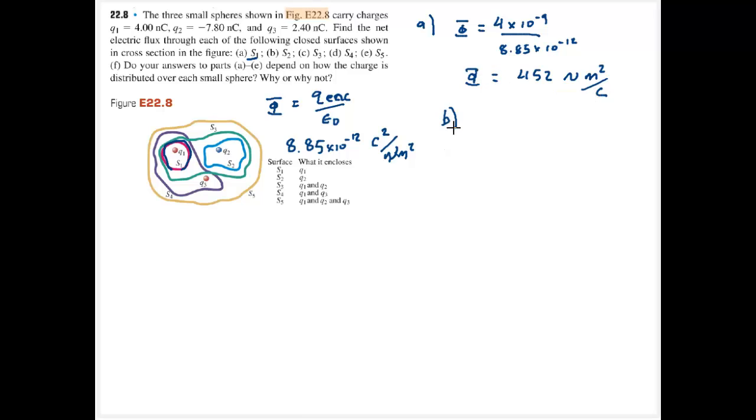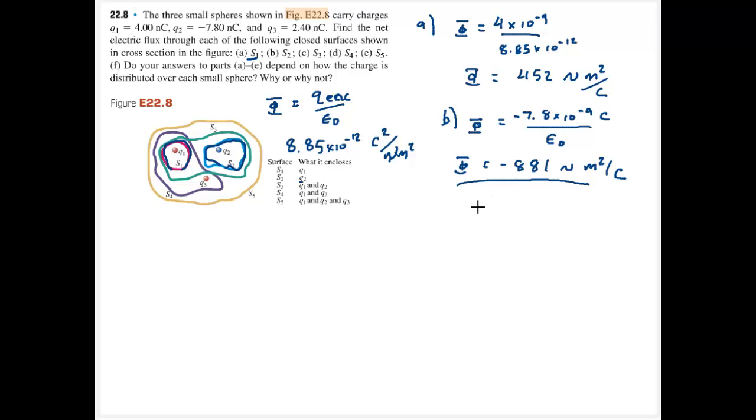For part number B, we're looking for surface 2. Surface 2 has Q2 enclosed, so Q enclosed is just Q2. Therefore the flux is going to be equal to negative 7.8 times 10 to the negative 9th coulombs, divided by the permeability of free space. I'm not going to bother writing it for you. The flux is going to be negative 881 Newton meters squared per coulomb. Negative flux means that flux is inward, which is what we'd expect. That is a negative charge.